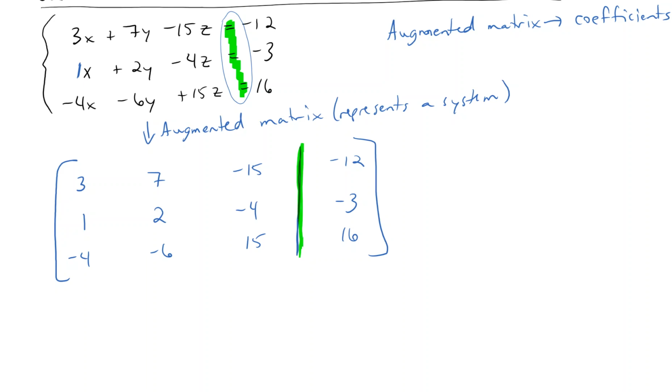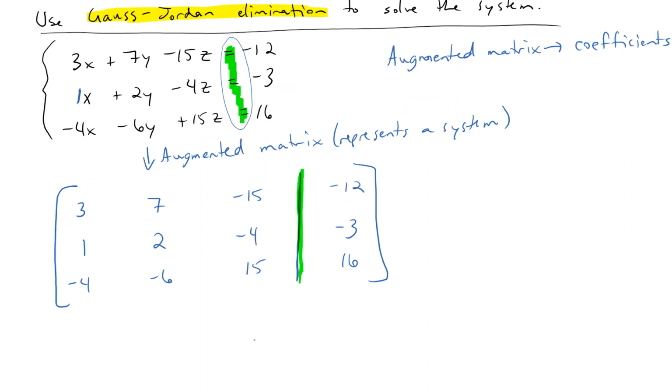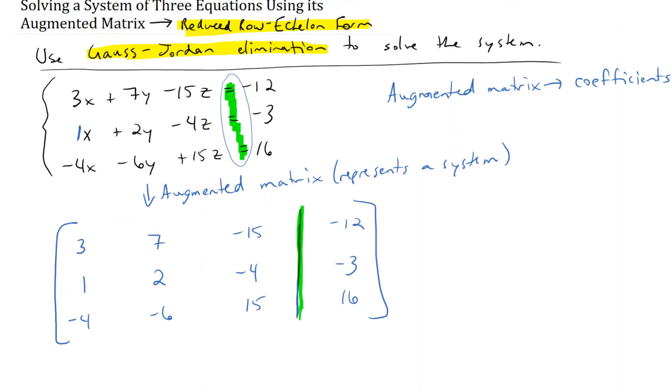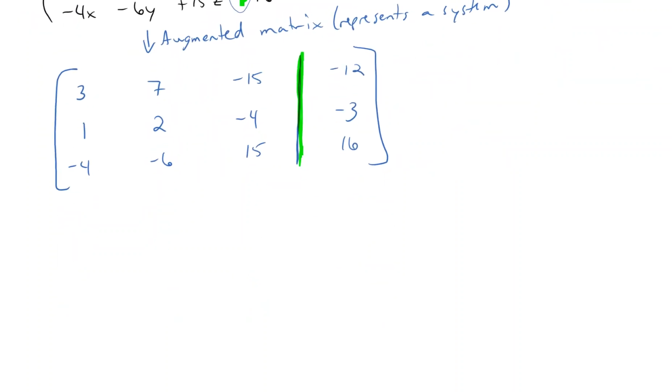Okay, so now the question is, how do we solve this system? And remember, to solve a system of three equations means to find an ordered triple x, y, and z, values for x, y, and z that make all three equations true. Okay, so that's what we're going to work on. How do we do that here?